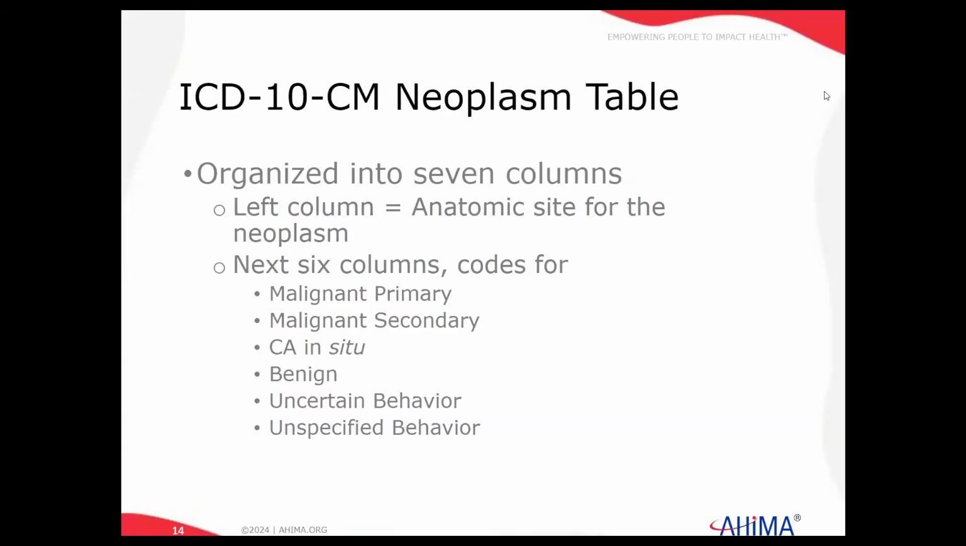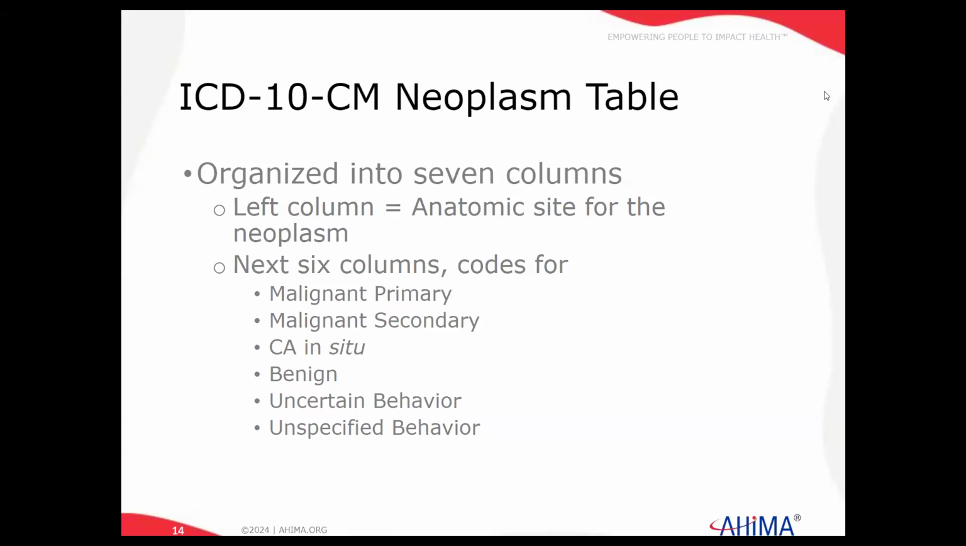Hello, in this video lecture, we're going to be talking about how we can apply some of these coding concepts to neoplasms. We'll be talking about coding soft cell cancers and other concepts. And again, the neoplasm table is in 7 columns. The leftmost column is the site of the neoplasm or the cancer, and the next 6 columns are also important.